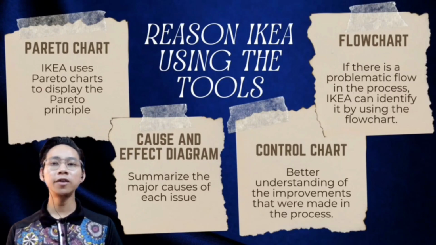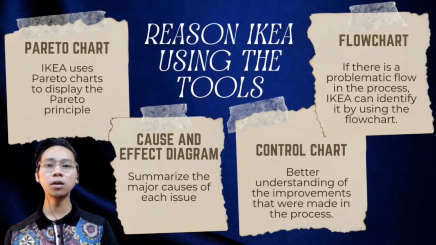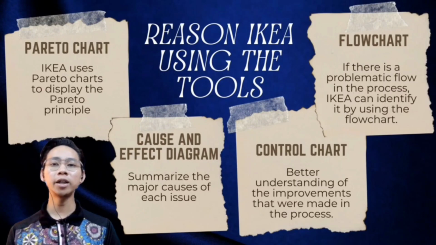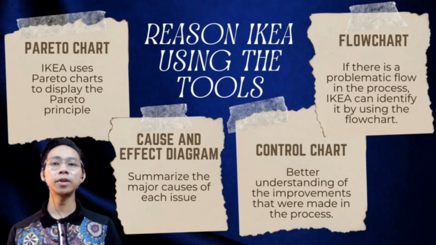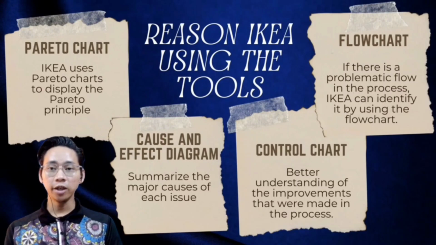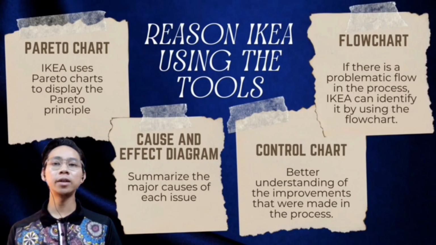Next, the cause and effect diagram. The purpose IKEA uses the diagram is to summarize the major causes of each issue and to identify potential root causes in an orderly and systematic approach. Third, the flowchart. IKEA uses this tool to ensure that all the different stages in the flow process are included in the improvement process, and that these stages are in some kind of logical sequence. If there is a problematic flow in the process, IKEA can identify it by using the flowchart. Finally, the control chart.